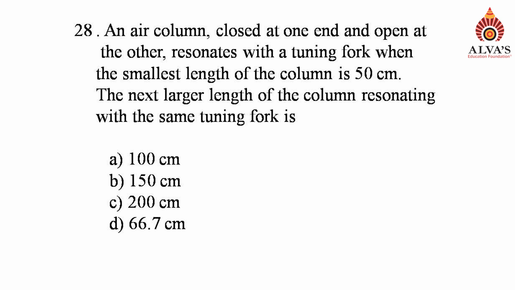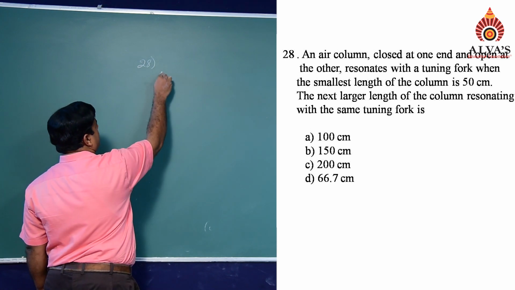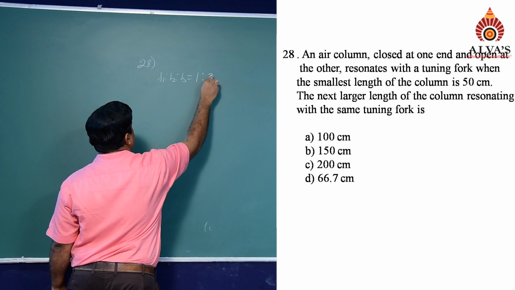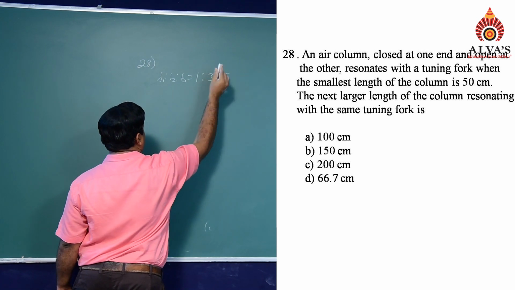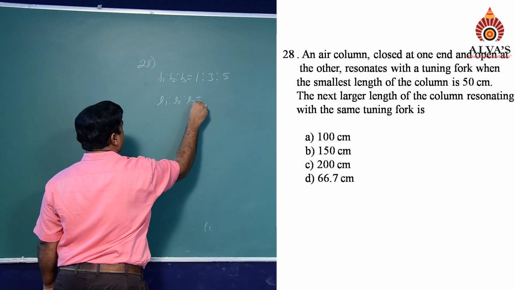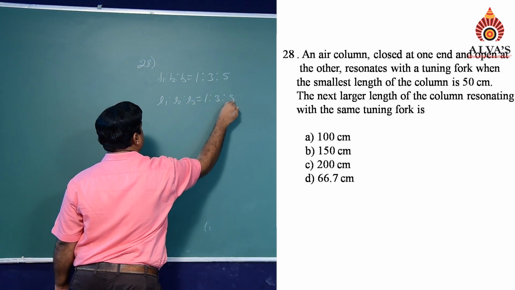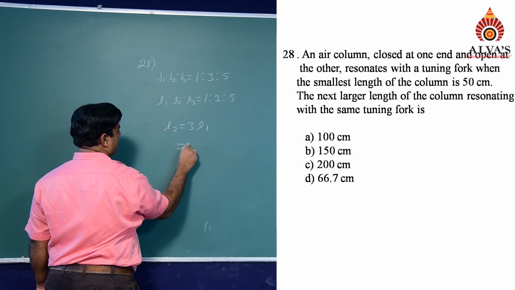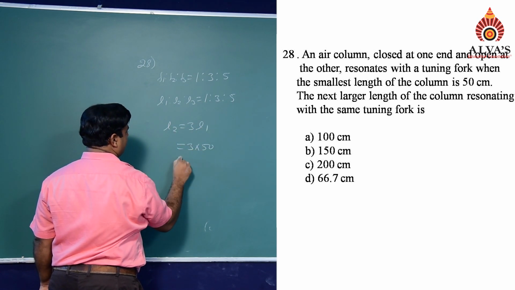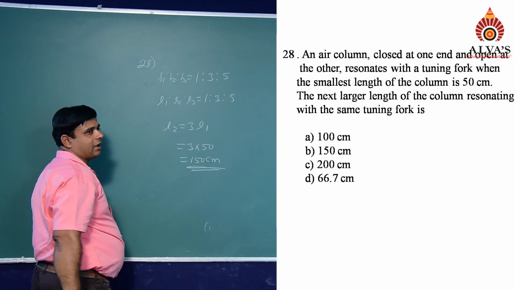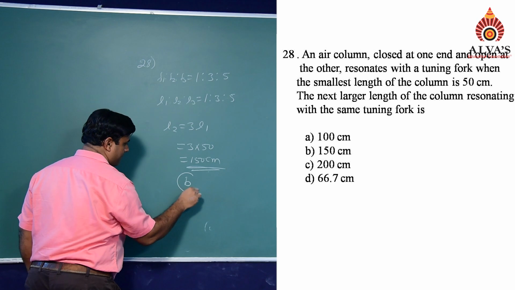You have to find out the frequency of the second mode in the closed pipe. In closed pipe, frequency ratio is 1:3:5. Length ratio is also equal to 1:3:5. Therefore, L2 should be 3 times L1, 3 into 50, which is 150 centimeter. So, the answer should be B.